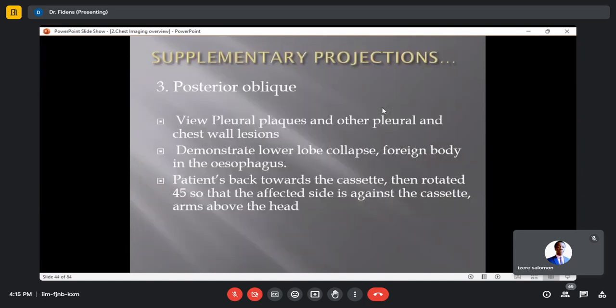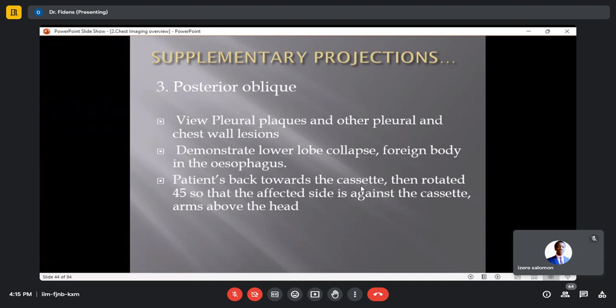Another supplementary projection is the posterior oblique. I told you that it is made especially for trauma cases, and to view pleural plaques in the case of asbestos disease, and other pleural and chest wall lesions like pleural effusion or pleural calcification. It can demonstrate lower lobe collapse, and a foreign body in the esophagus.